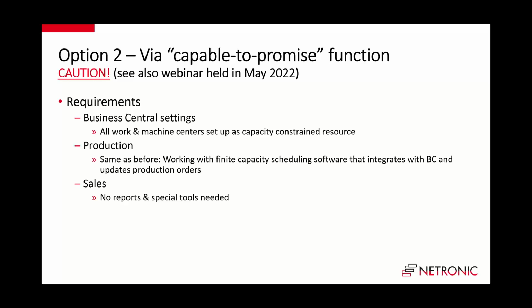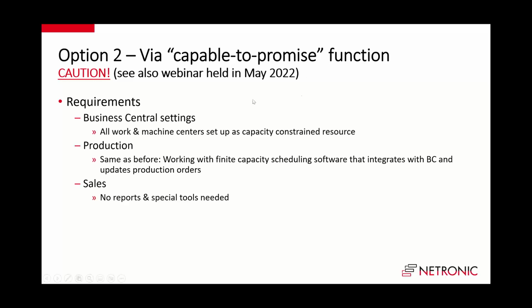So Business Central has a function with which you can schedule with finite capacity, and this function is useful to run the capable to promise function and to get realistic delivery time commitments. But this function is really useless when it comes to production scheduling.